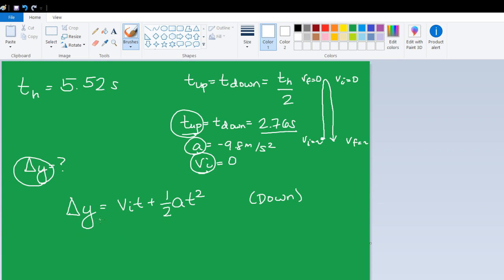So again, delta y is equal to Vi t plus 1/2 a t squared. We know that Vi is equal to 0. Let me just change the ink a little bit. We know that this equals 0, and we're just simply going to be left with 1/2 a t squared is equal to delta y. Now let's plug in the values.